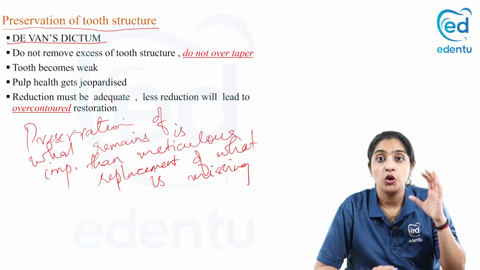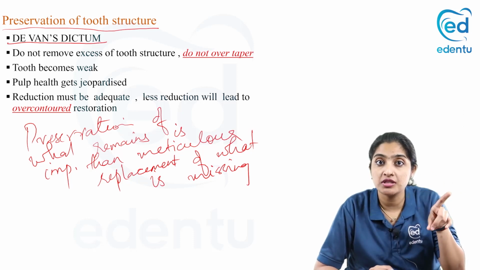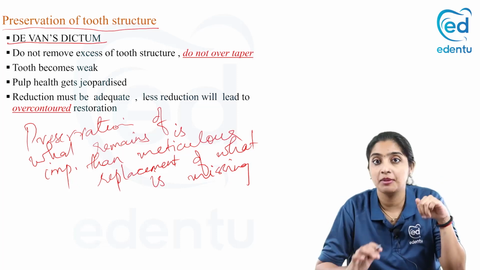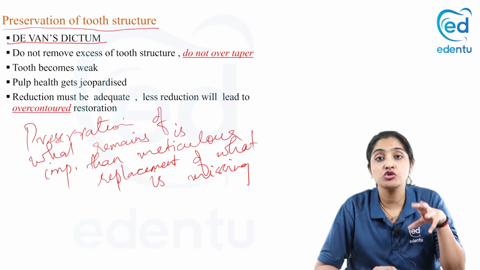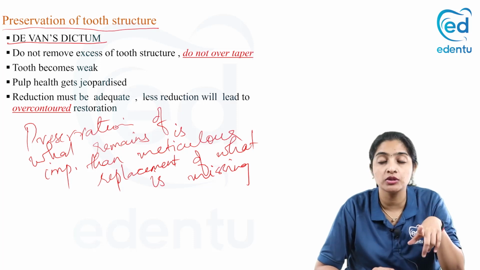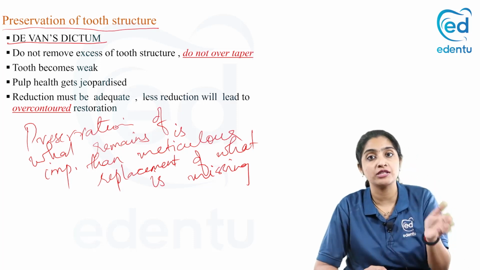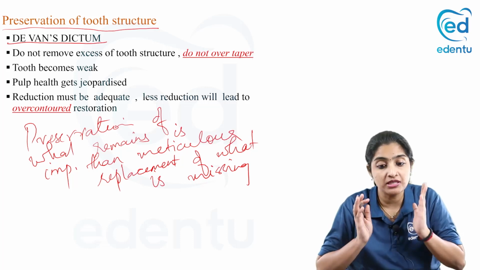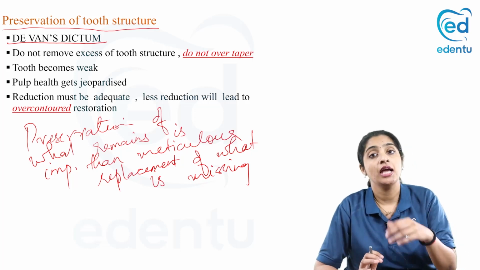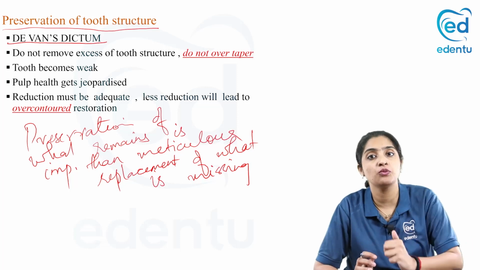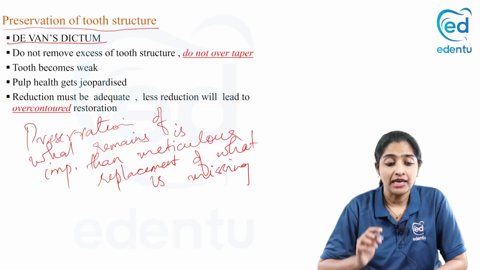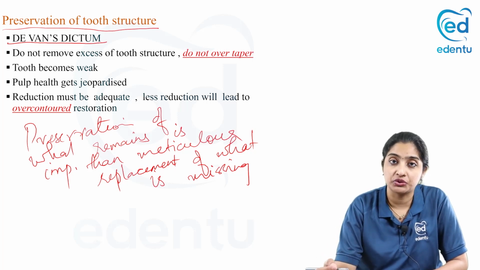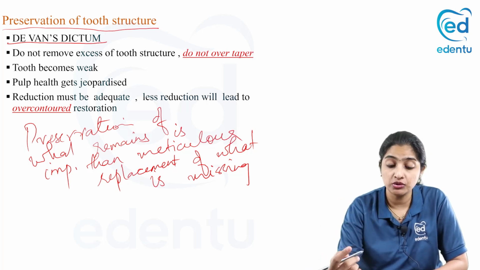In prosthetics, we are not looking to just replace what is lost. We replace what is lost along with a harmony of preserving what is remaining in the oral cavity. So just because you want to replace one tooth does not mean you need to remove the adjacent two teeth and then go for replacement. No, you are looking for preserving what is remaining, and then in harmony with that, you are replacing what is missing.